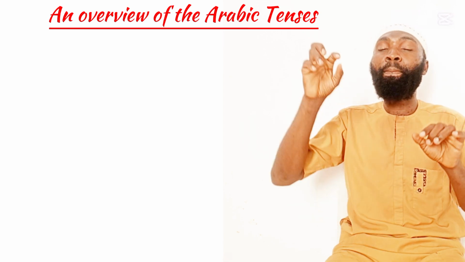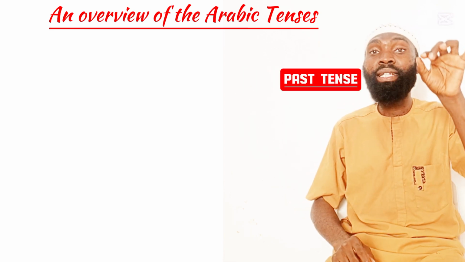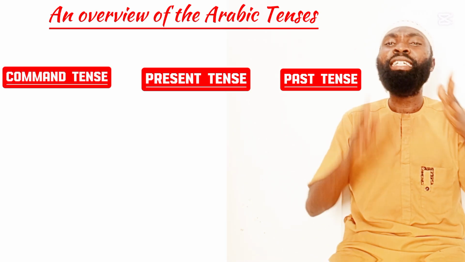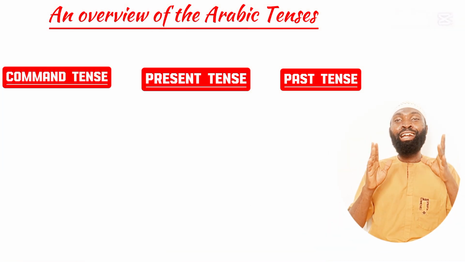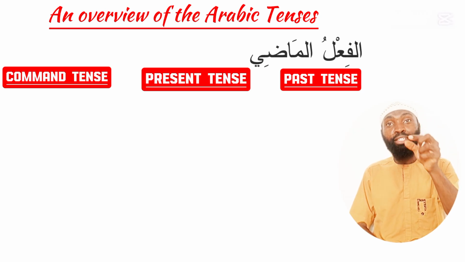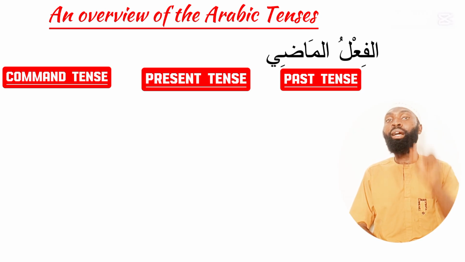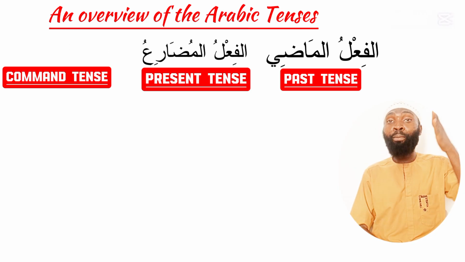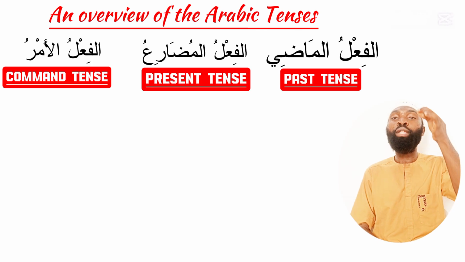So we have the past tense verb, we have the present tense verb, and we have the command tense verb. All of these 3 tenses in the Arabic language have their names. The first one, the past tense verb, is called al-fi'lul madi. Then we have the present tense verb, called al-fi'lul mudari. Then the command tense is called al-fi'lul amr.